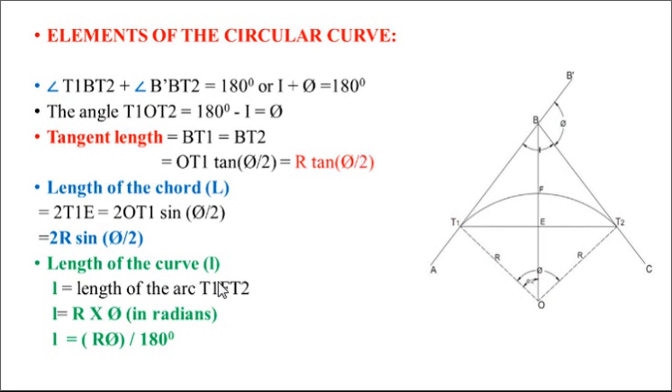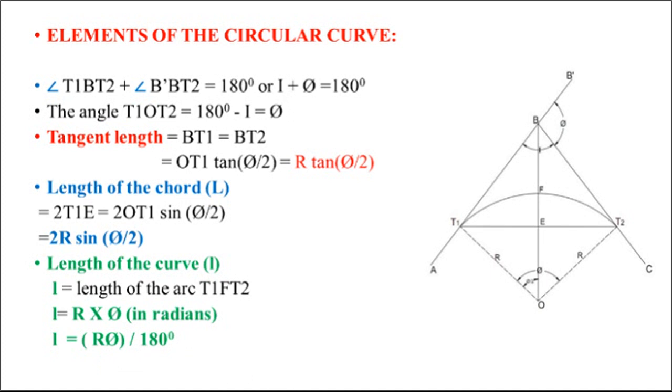Next one, length of the curve, small l. Let l be the length of the curve and it is equal to T1 F T2. So length of the curve l is equal to R into phi. R is the radius of the curve and phi is the central angle. So whatever the arc length is, we can calculate by this formula. l is equal to R into phi in radians. Therefore l is equal to R phi pi by 180.